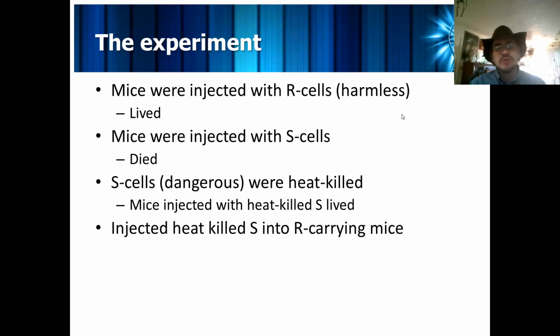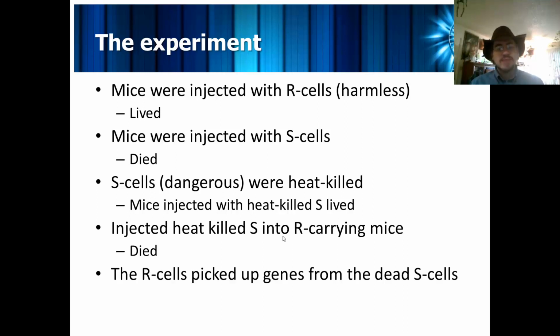So the next thing he did was inject heat-killed S cells into mice that had previously been injected with the R cells. Remember, these mice were living just fine and dandy because R cells are harmless. Something kind of funny happened. Those mice died. Somehow, the harmless R cells were becoming pathogenic. They picked up disease-causing genes from the dead S cells.